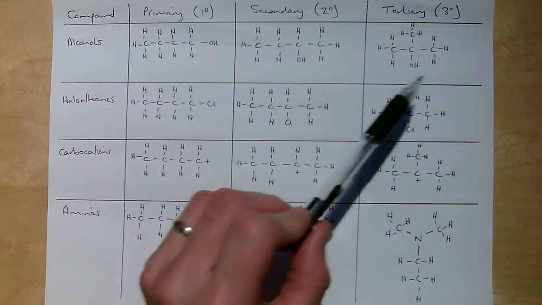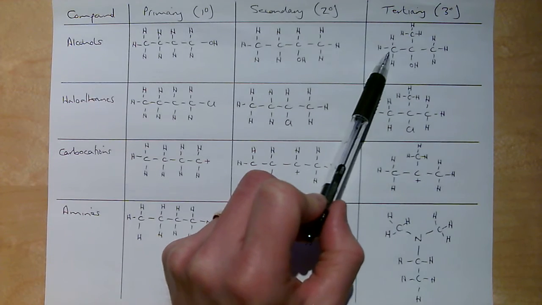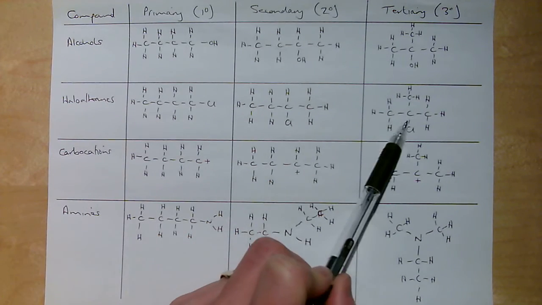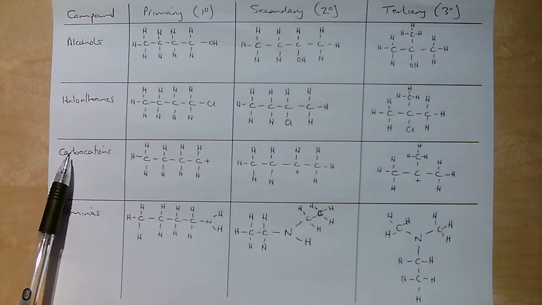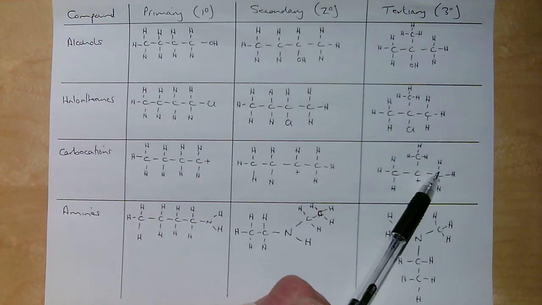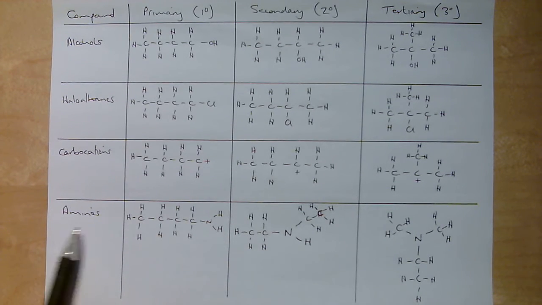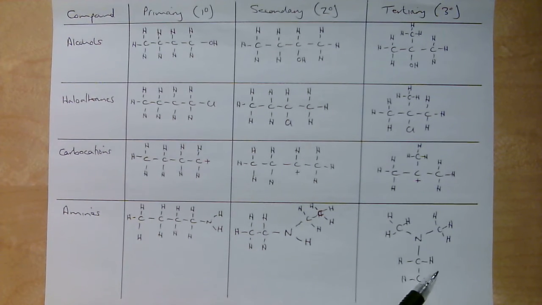But for tertiary alcohols, the OH group is attached to a carbon that's got no H's on it. For tertiary haloalkanes, the Cl is attached to a carbon with no H's on it. For tertiary carbocations, the positive is on a carbon with no H's on it. For amines, the N functional group is attached to no H's.